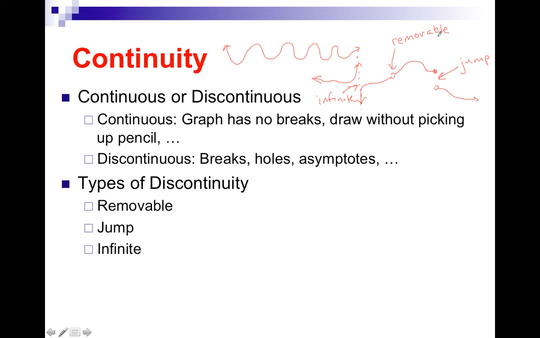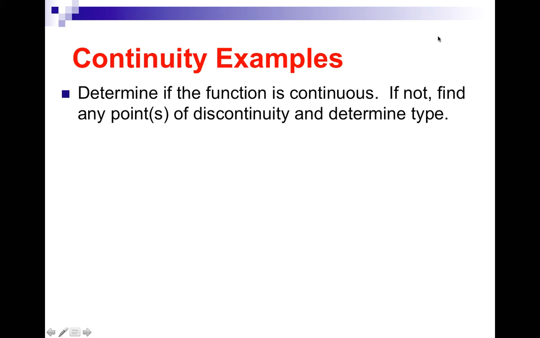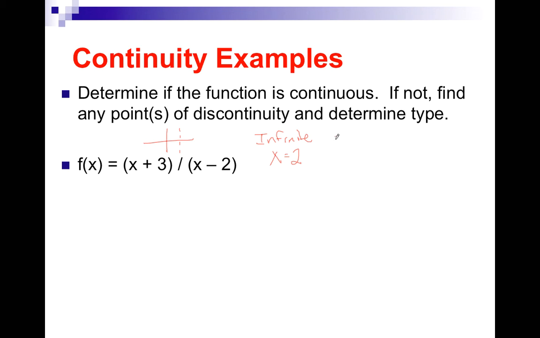And it all comes from the domain. What can x not be? That sort of idea. So if I was to determine if the function is continuous, and if not, find the points of discontinuity to determine the type. So x plus 3 over x minus 2, my discontinuity is going to be at x equals 2. And if you graphed this function, you would see that at x equals 2, there's a vertical asymptote. So this would be infinite at x equals 2. It would be an infinite discontinuity at x equals 2.